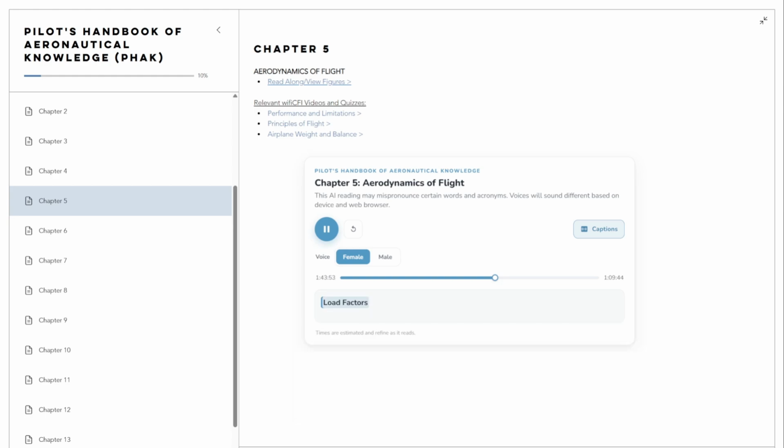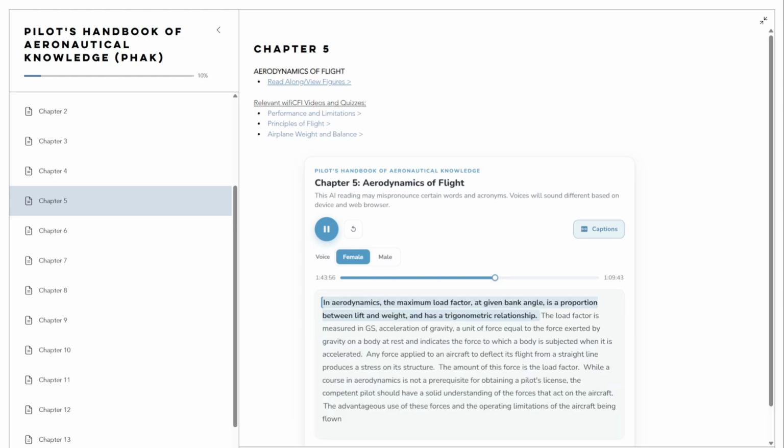Load factors. In aerodynamics, the maximum load factor, at a given bank angle, is a proportion between lift and weight, and has a trigonometric relationship. The load factor is measured in Gs, acceleration of gravity, a unit of force equal to the force exerted by gravity on a body at rest, and indicates the force to which a body is subjected when it is accelerated. Any force applied to an aircraft to deflect its flight from a straight line produces a stress on its structure. The amount of this force is the load factor.